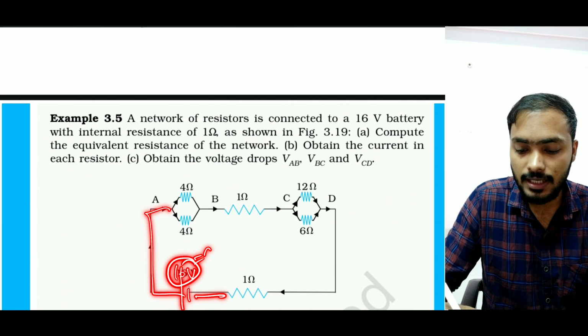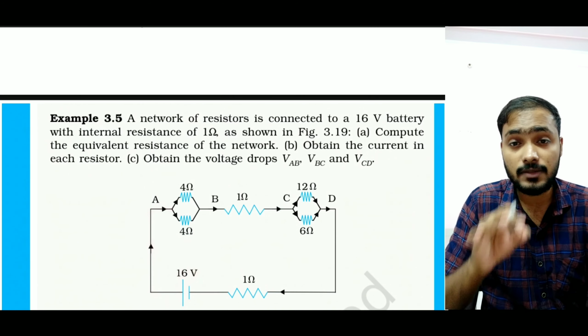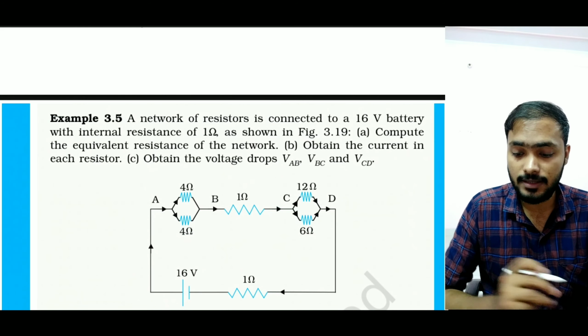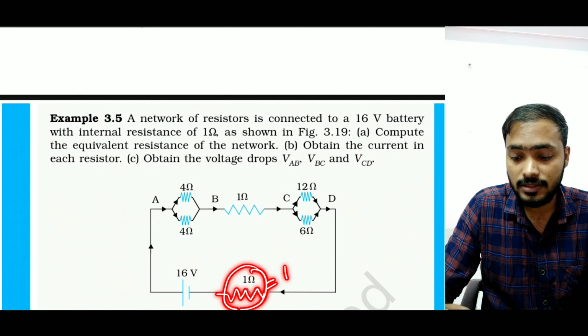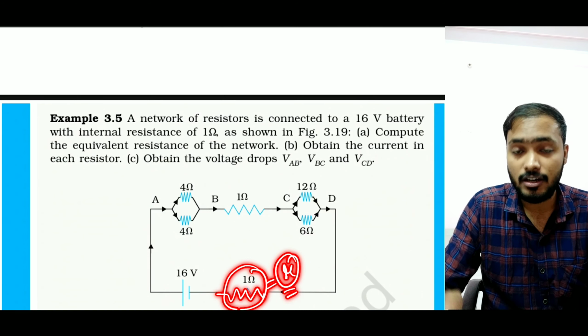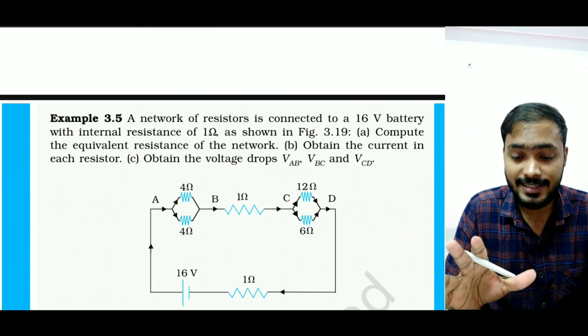16 volt is actually the EMF here. You have to understand 16 volt is actually the EMF of the battery here, and this 1 ohm is actually the internal resistor r of the battery. I hope you guys can understand that, right?